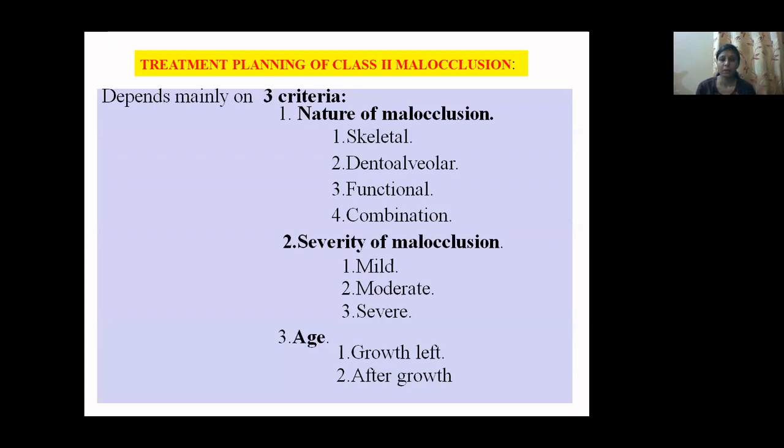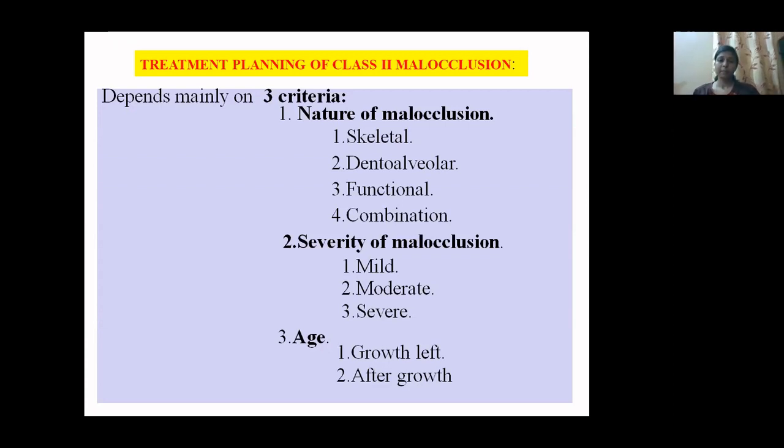Treatment planning is based mainly on three criteria. It depends on the nature of the malocclusion, the severity of the malocclusion, and also the age of the patient. How about the nature of the malocclusion? The nature can be skeletal, dentoalveolar, functional, or a combination of all these three things. So depending on the nature of the malocclusion, our treatment strategies will vary. Similarly, according to the severity of the malocclusion, if it is mild, moderate or severe, it can be graded, and depending on that, the treatment modalities will again differ.